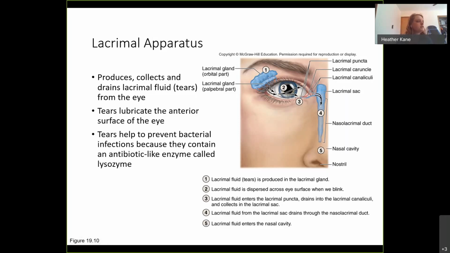The purpose of tears is primarily to lubricate the eye. This is really, really important. It's also going to help protect your eye from any potential pathogen. These pathogens could be bacterial infections. The way it does this is through an enzyme called lysozyme. This lysozyme is basically an antibiotic.